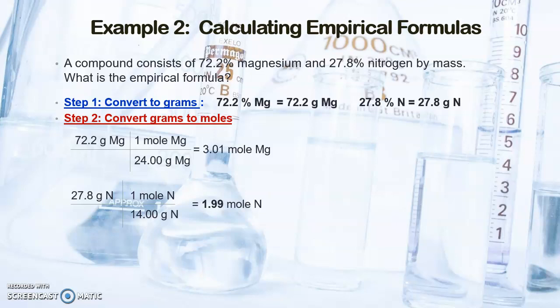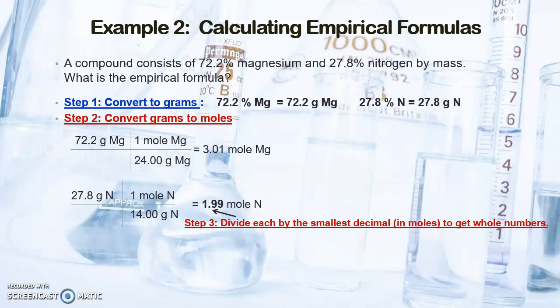So same step. Find the smallest value or smallest number, that is 1.99 mole of nitrogen. Divide each by the smallest decimal to get the whole number. So let's divide the number of moles with 1.99, which is the smallest value. So the answer for the number of moles of magnesium divided by 1.99 is 1.51. And obviously 1.99 divided by 1.99, the answer is 1 mole of nitrogen.